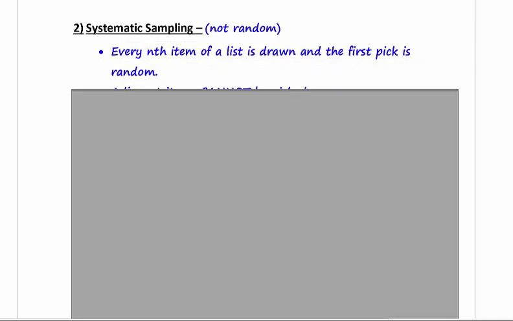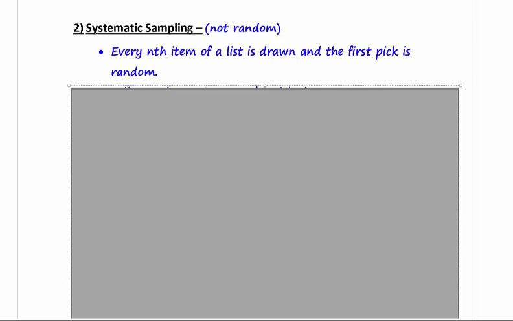Our second type of sampling that we're going to look at in this section is called systematic sampling. It's definitely not a random sample. In systematic sampling, you pick every nth item of a list, and the first pick is random. So you say, okay, I'm going to start off with the 12th pick, but after that, I'm going to pick every 10th item.